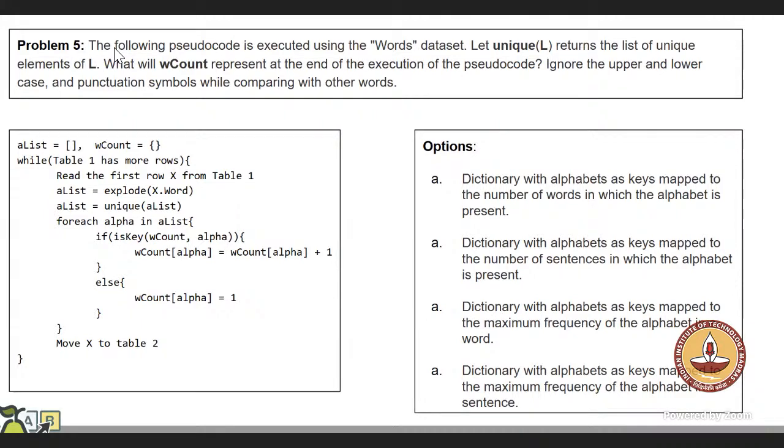Ma'am, what is ALPHA in line 4, for each ALPHA? For each alpha, ALPHA is a variable name, like I or X. Okay.